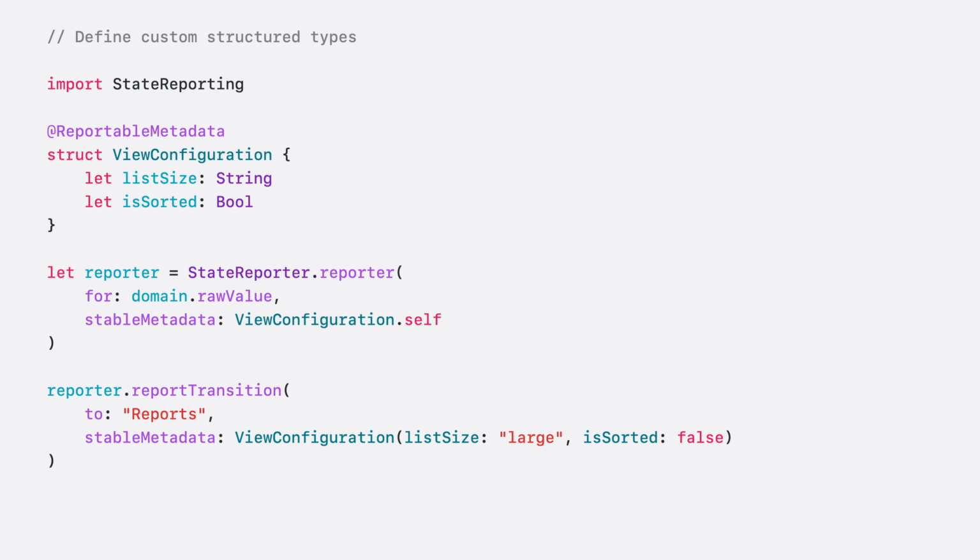If you want to further granularize your data, you can provide additional structured information for these states by defining your own struct with the reportable metadata macro. Then, create a new state reporter with this metadata type. Finally, report transitions by including the label and your custom type. This example transitions to the report state and also provides a view configuration struct that includes values for the list size and whether items on this list are sorted.